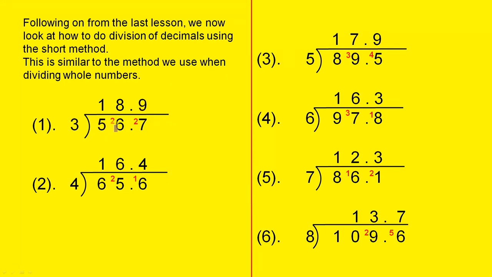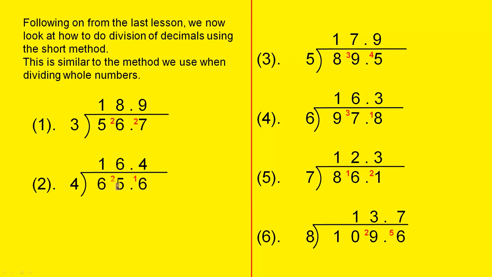3 divided into 56.7. 3 into 5 goes once, 2 left over. 3 into 26 goes 8, because 3 eights are 24, 2 left over. 3 into 27 goes 9, and you put the decimal point perfectly under each other. See that? They're lined up perfectly, and so are the individual digits. So the answer is 18.9.